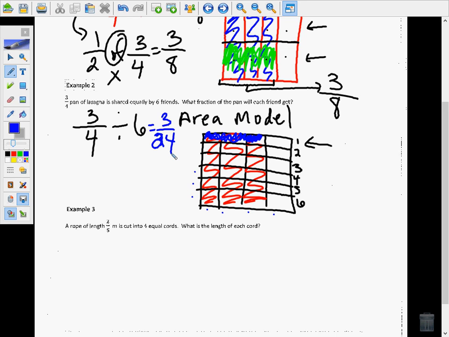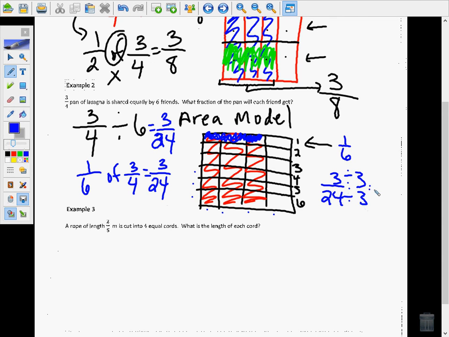The other way is using multiplication. So now we can also consider this 1/6. So when I say 1/6 of 3/4 is what? We could get our solution that way by multiplying. 1 times 3 is 3. 6 times 4 is 24. Now we could simplify 3/24 by dividing both of them by 3. And we would get 1/8.